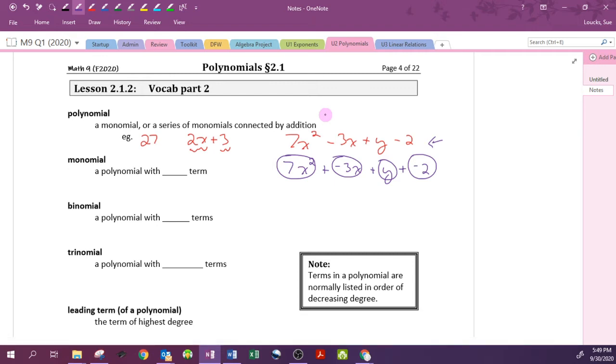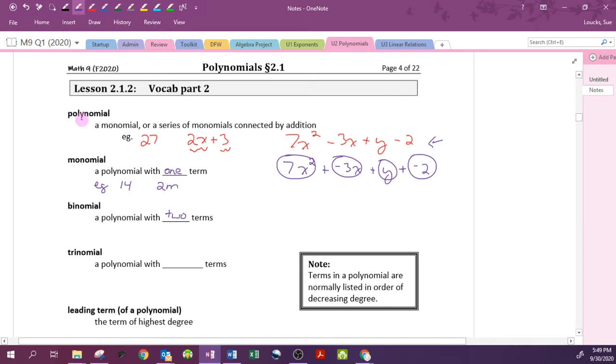Okay. All right, a monomial is a polynomial with one term. That makes sense. Mono means one. Examples: 14 or 2m, those are both monomials. A binomial is a polynomial with two terms.